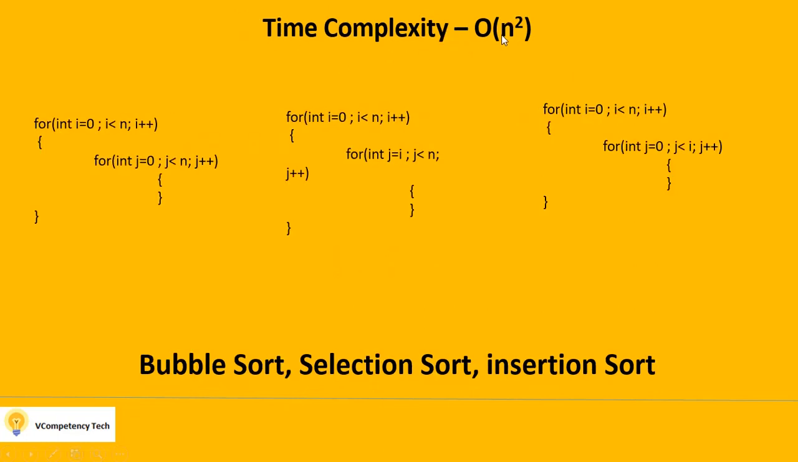Time complexity O n square. So whenever you are writing any program which is having nested for loop, two nested for loops which are going 1 to n times or similar. So this is going 1 to n, this is going 1 to n, and another is going similar 1 to n, not exact 1 to n.